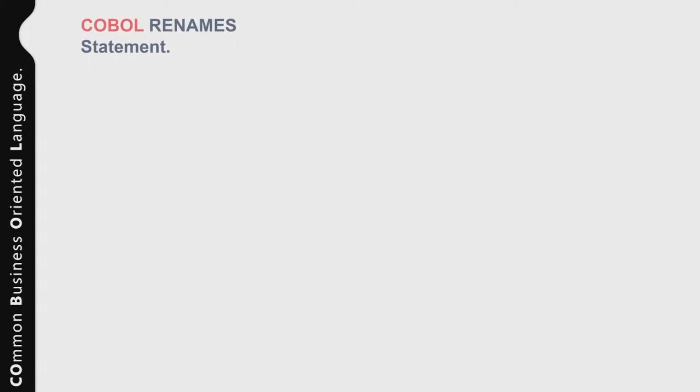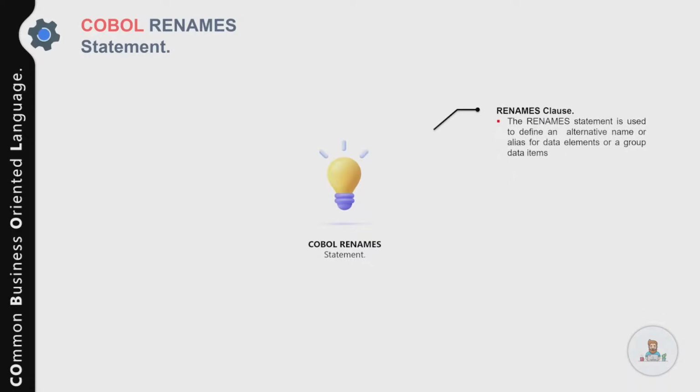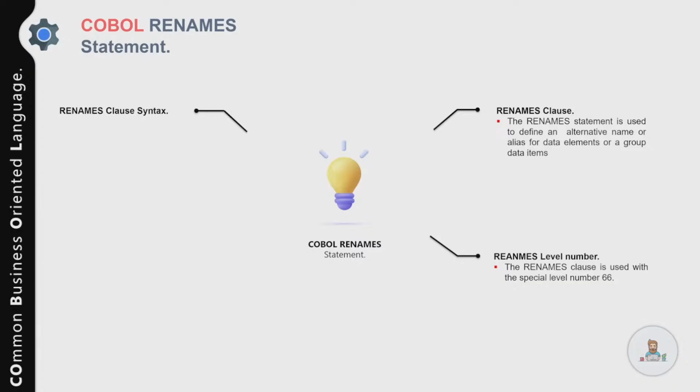Now let's talk about the rename statement and how you can use that in your COBOL program. So by definition, the rename statement is used to define an alternative name or alias for data items or a group of data items. The rename clause is also used to regroup several elementary data items into a record so that they can belong to the original as well as to the newly defined group. The rename clause is used with the special level number, that is level 66. And in general, the rename clause is not used very often because of the maintenance problem. In fact, it was used heavily during the 1960s, 70s, and 80s.